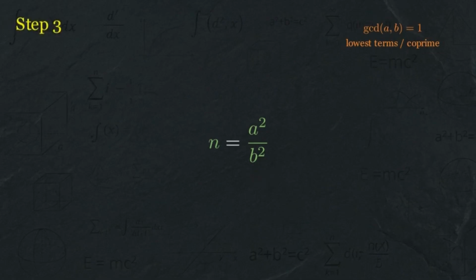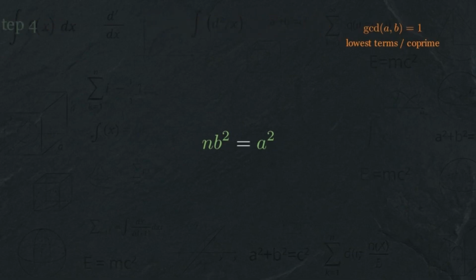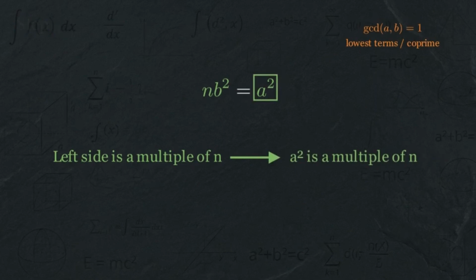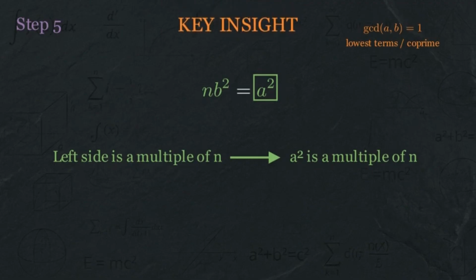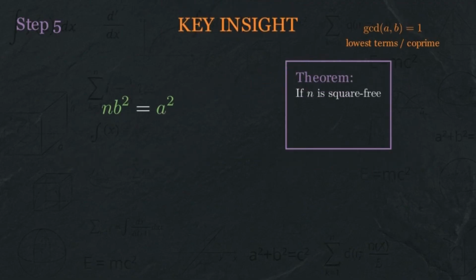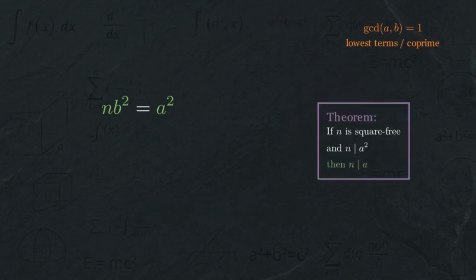Step 3, multiply both sides by b squared. We get n times b squared equals a squared. Step 4, the left side is a multiple of n. This means the right side, a squared, must also be a multiple of n. Step 5, here is the key insight that only works for this bucket. Since n has no square factors, if a squared is a multiple of n, then a itself must be a multiple of n. This is true because n is made of distinct primes. If a missed any of them, a squared couldn't cover them twice.